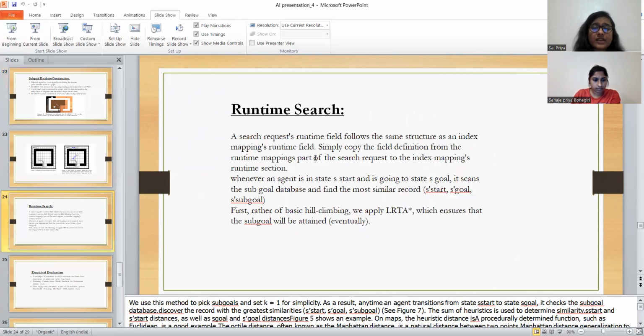Coming to the next, running time for the NLRTA. NLRTA algorithm is indexing mappings. It's a running time, and which consumes the sub goal will be obtained, and also heuristic distances are predictably determined by the functions, and it's greatly similar to index mappings, and also hill climbing will apply the ALRTA search algorithms, and the sub goal will be attended.